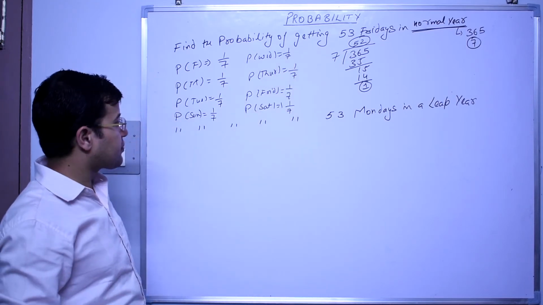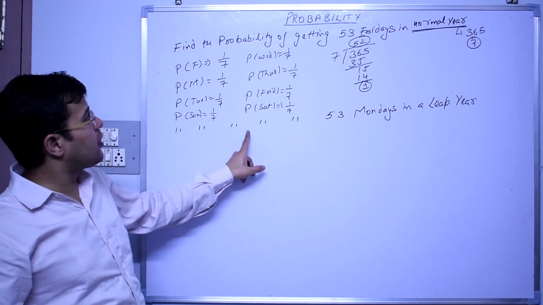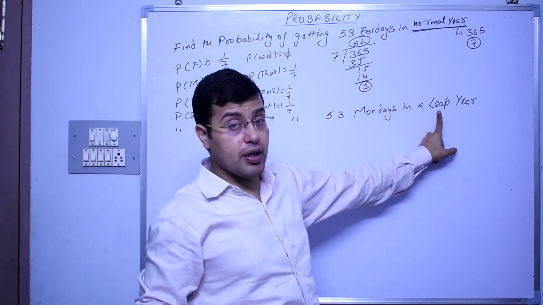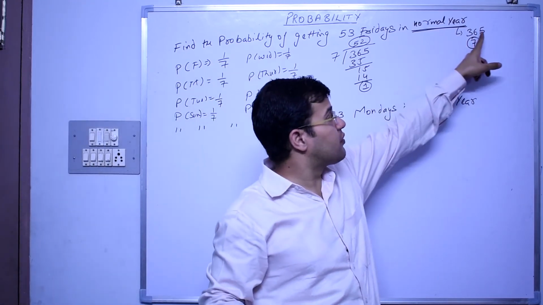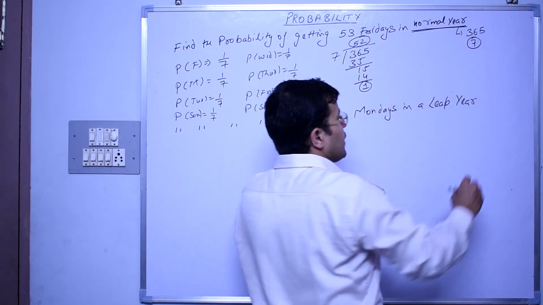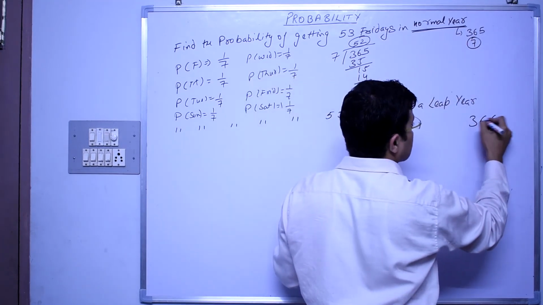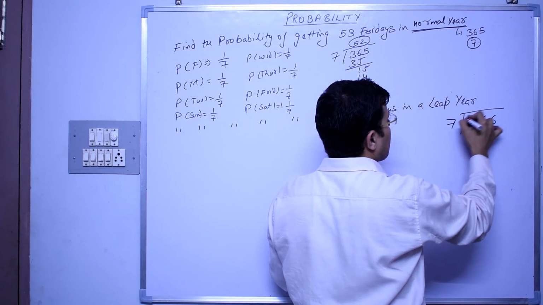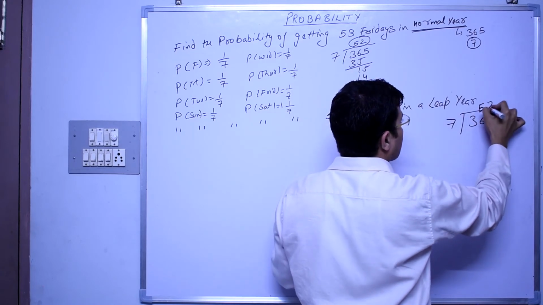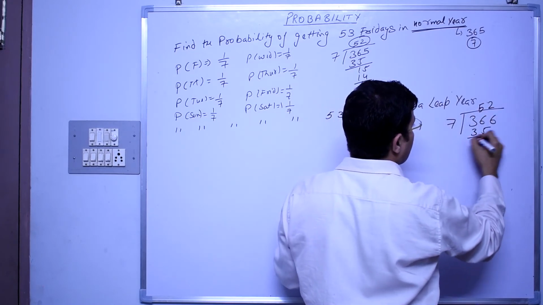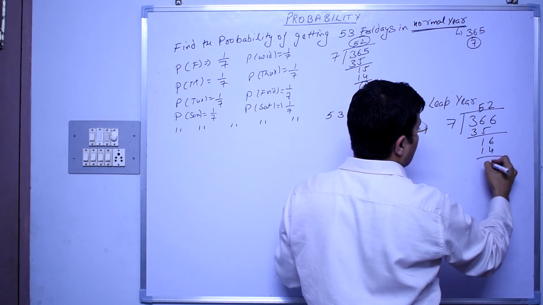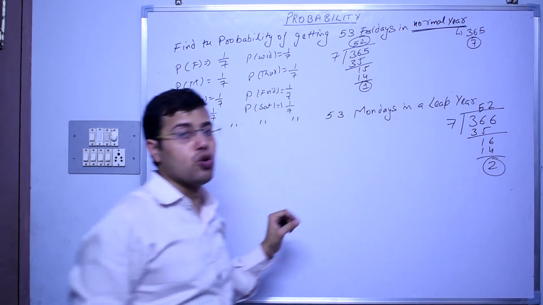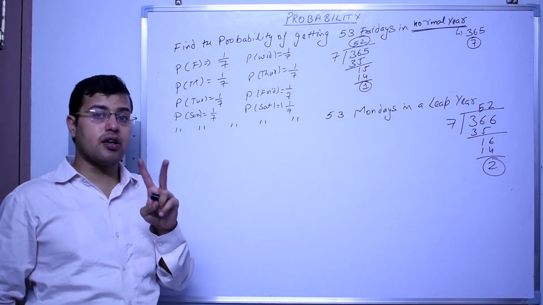But what if they ask you to find the probability of getting 53 Mondays in a leap year? Now since this was a normal year with 365 days, this is the leap year which has 366 days. Now again, if you divide it, you will have 52, 35, 16, 14, the remainder comes out to be 2. Now in this case, there are 2 days.